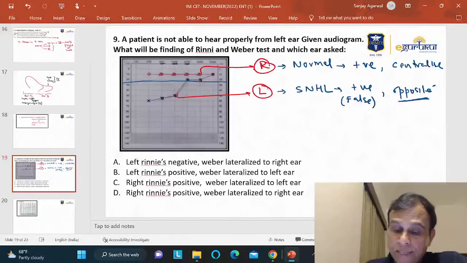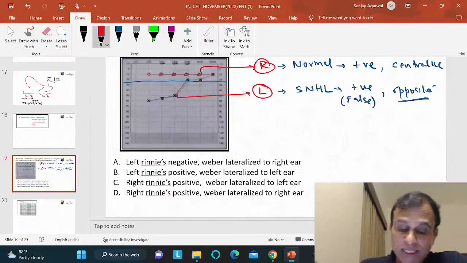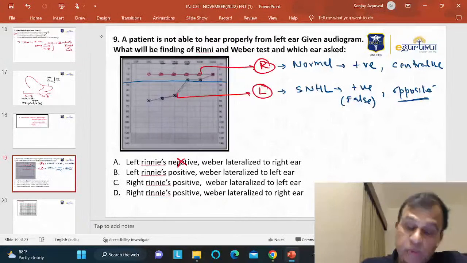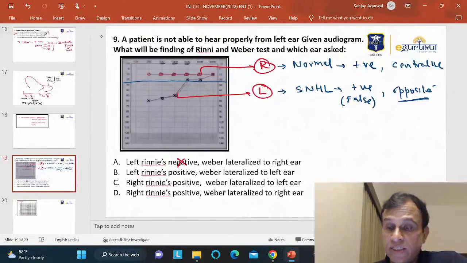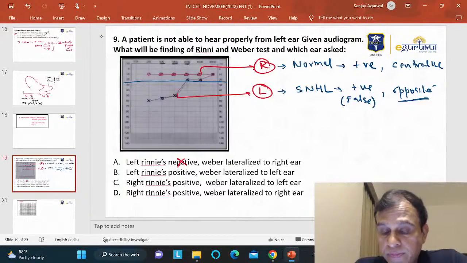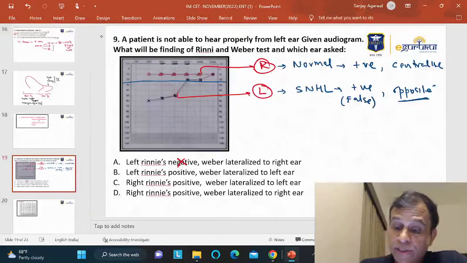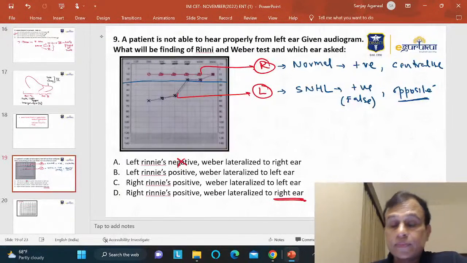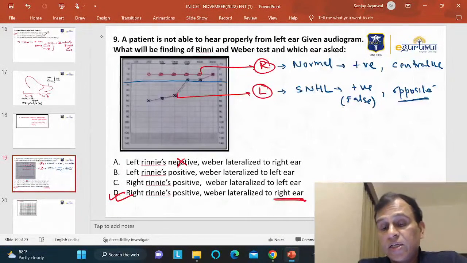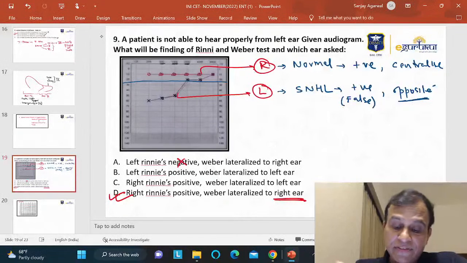So let's see if you have this combination anywhere in this question or not. The first one says left Rinne's negative, which is not possible. So any Rinne's negative is straight away out. The rest of the three say Rinne's is positive. So Rinne's can be positive in the right ear as well as positive in the left ear. So all these positives are possible. But the Weber's has to go to the right ear. So Weber's is going to the right ear in the last one. So this is your correct answer, because right ear Rinne's is positive, but left ear Rinne's is also positive. It's not given in the choices in this case, but right and left ear both will have Rinne's positive.